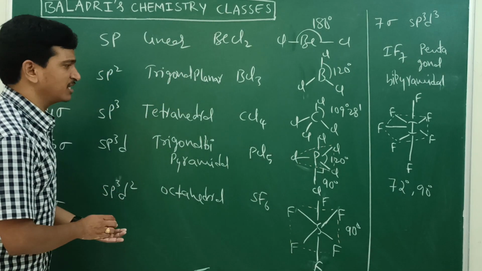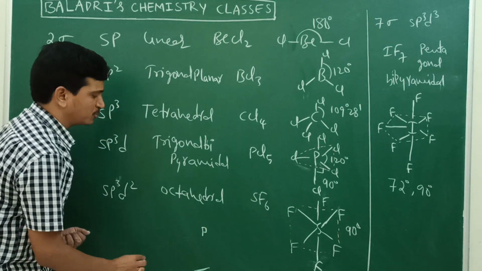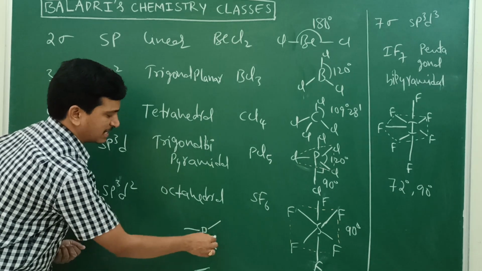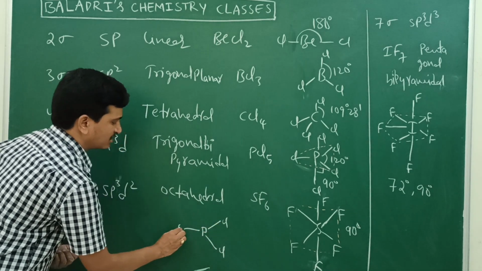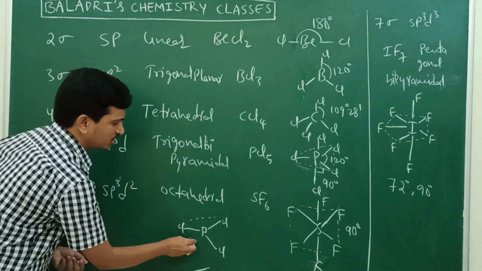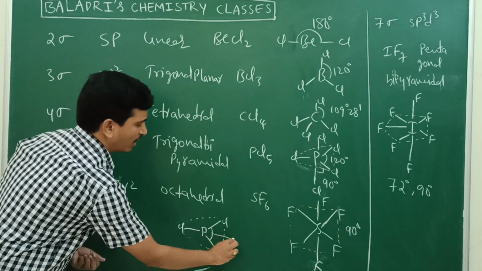Let me draw the structure here. I am drawing the PCl5 structure. So let us take this. The central atom is phosphorus. 3 bonds will be present in the triangle. So 3 chlorines will occupy the corners of the triangle, so it makes a triangle. And here the bond angle will be how much? 120. This bond angle will be 120.